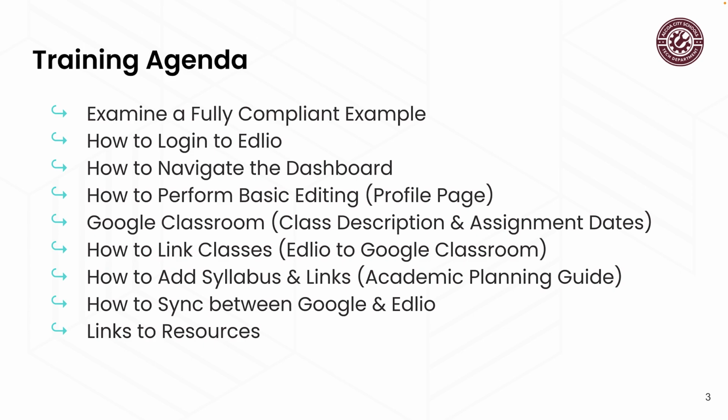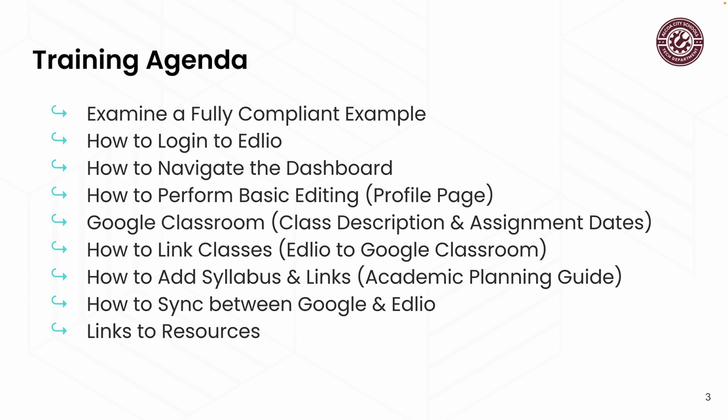All right, so this is what we're going to be covering today. We're going to first take a look at a fully compliant example set up with a dummy account on a high school website, show you what that looks like. We'll get you to log into Edlio, show you the dashboard, the different sections there, some basic editing, which is not all that different from using a regular word processor. I mean, very, very simple. We'll show you how to get into your Google Classroom if you haven't already, and adjust the class description and look at a quick assignment.